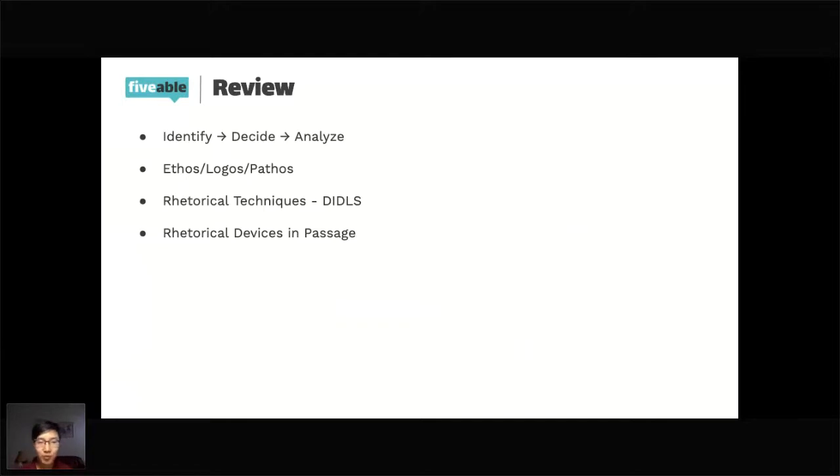So first, we looked at the three-step process of identify, decide, and analyze. What that means is first you have to identify if there's a rhetorical device. Second, you have to decide if it's worth putting in your essay, if it actually contributes to that author's purpose. And finally, you have to analyze. You have to show first why that author used the rhetorical device, and second, how the use of that rhetorical device actually impacts the purpose. Basically, does it make the audience feel more motivated to act on something?